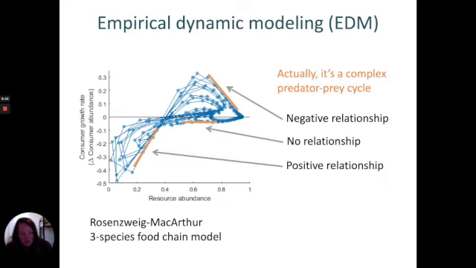And when you look at the relationship between resource abundance and consumer growth rate through time, you can see that it's not just this static positive relationship, but instead those relationships between these two things change. So at some points in the time cycle, we have a positive relationship where there's an increasing consumer growth rate with increasing resources, whereas other times there's no relationship or a negative relationship.